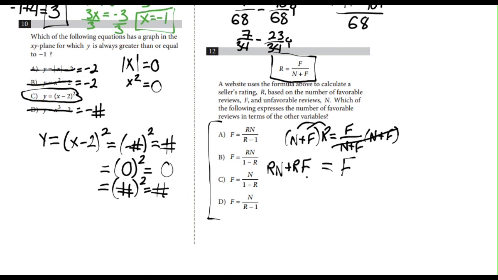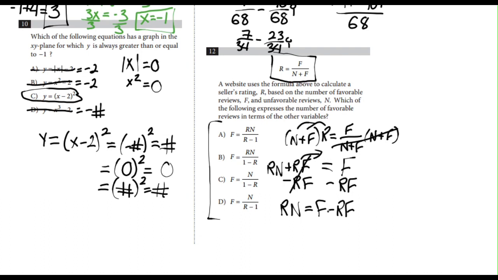Whenever we have the variable we're trying to isolate on both sides of the equal sign, we need to move every single term that has that variable over to one side. So what we're going to do is move this RF over to the right side by subtracting RF on both sides. On the left side, the RFs cancel and we're just left with RN equals F minus RF.